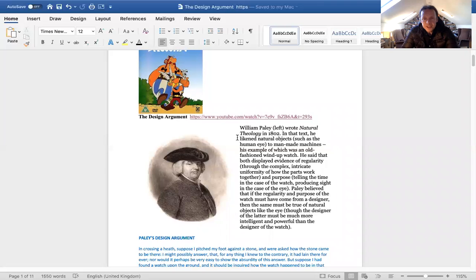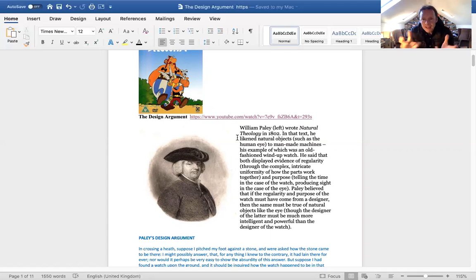He's particularly interested in this comparison or analogy between the eye and the world. He thinks that there's a connection in terms of design, and also between the eye and a watch. And he thinks that both the watch and the world, or the eye, are regular. They've got complex parts that interlock together to serve a purpose. The watch tells the time, the eye gives us sight, and the world is part of a solar system that moves in perfect orbit together.